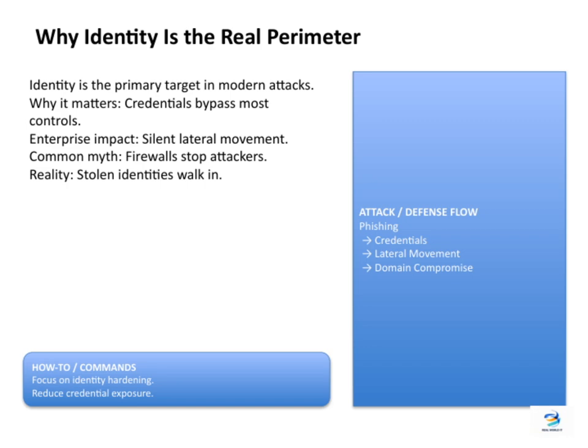This brings us to a common misconception. Many believe firewalls can stop attackers. But the reality is, stolen identities can easily bypass these defenses. They don't need to breach the perimeter anymore. They just walk in through compromised credentials. So the core message here is that identity is really the new perimeter. Protecting identities isn't just a good idea. It's essential for defending your entire enterprise.